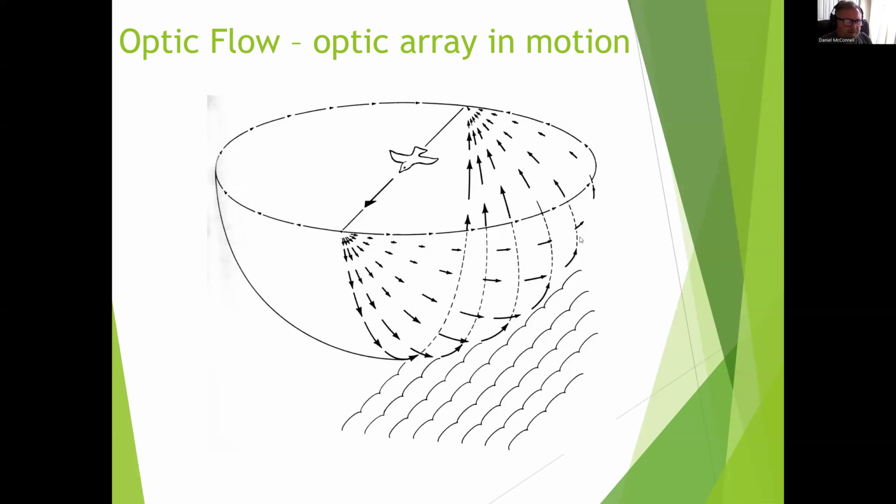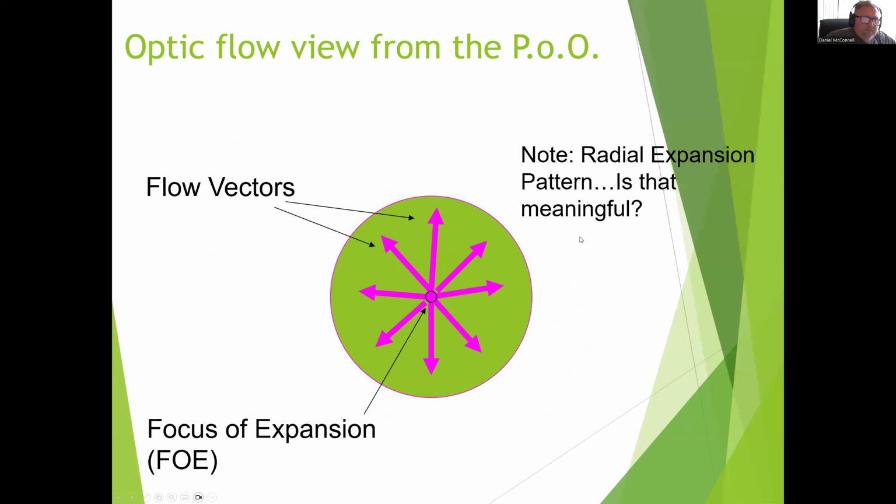So let's take a look at our next picture here. We're going to try to see it from the bird's eye view, or the view from the point of observation, as I call it. So again, we're now inside the sphere. We're at the bird's point of observation, or your point of observation as you walk around inside your place. And so you're going to see these radiating flow vectors coming out from that radial expansion pattern, right? We're going to have the focus of expansion.